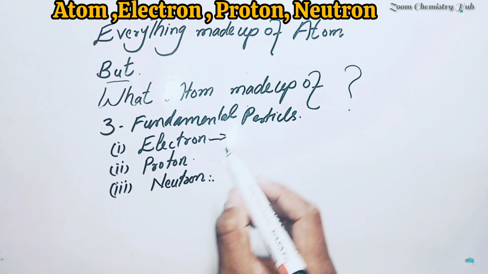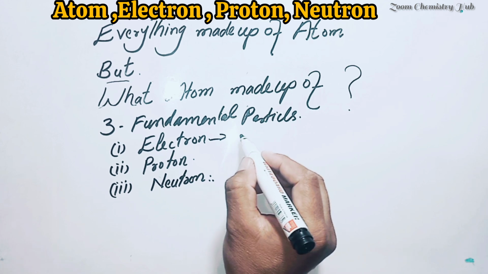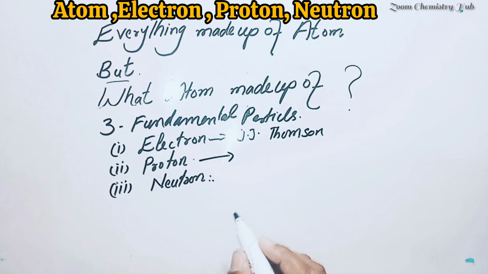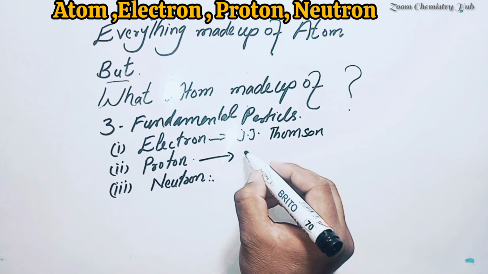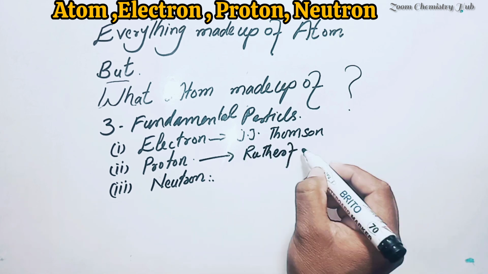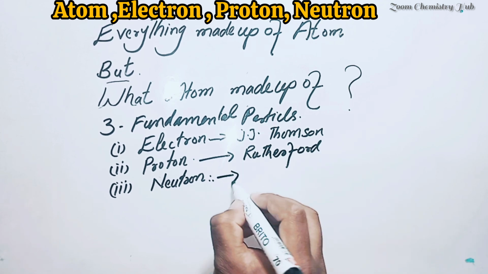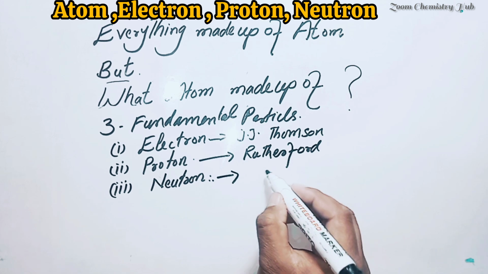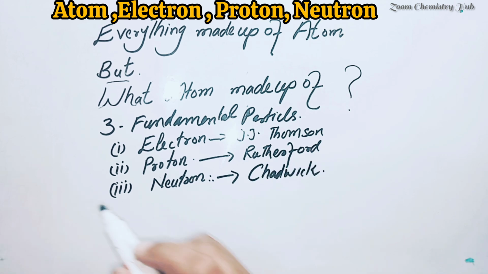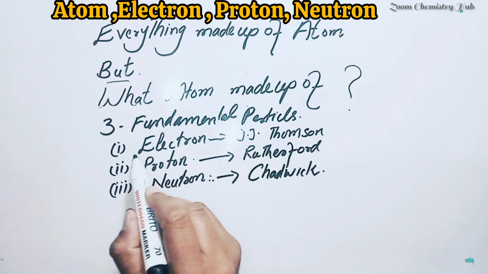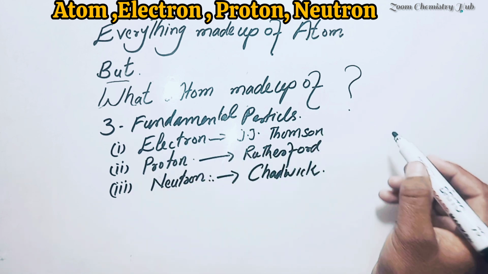Electrons were discovered by J.J. Thomson. Protons were discovered by Rutherford, and neutrons were discovered by Chadwick. Now we will see their position in the atom.